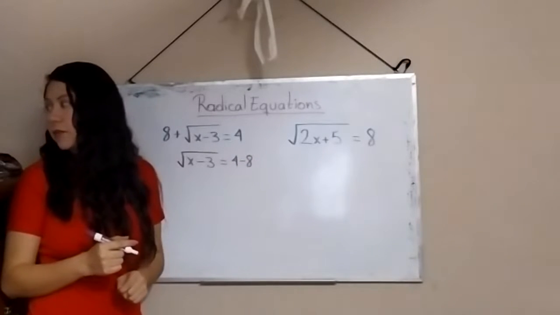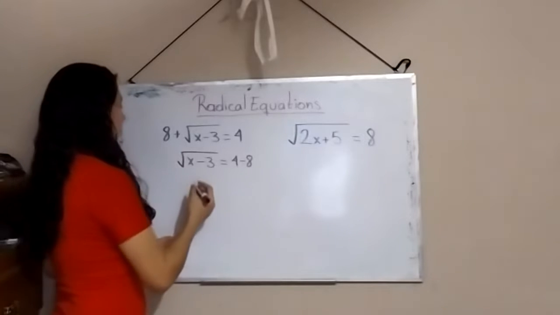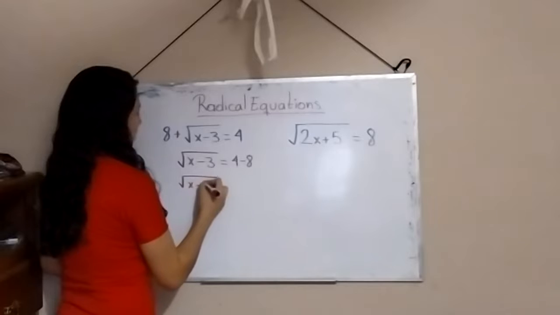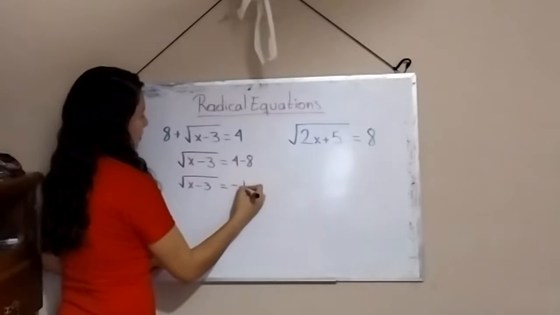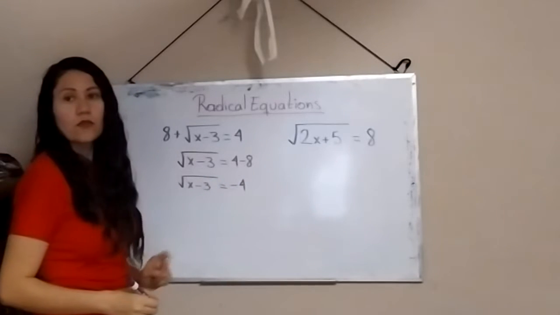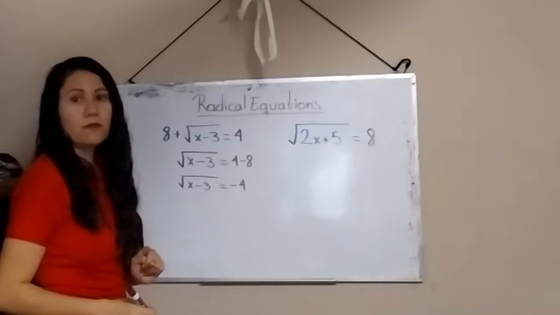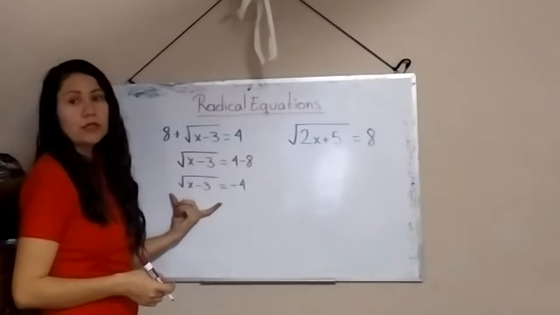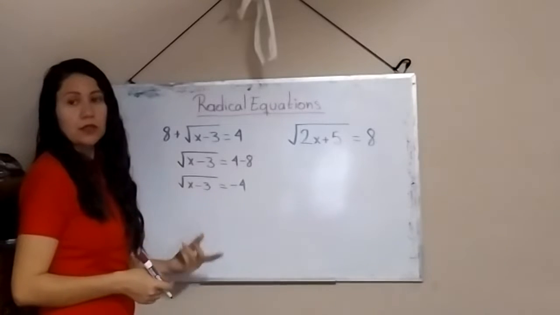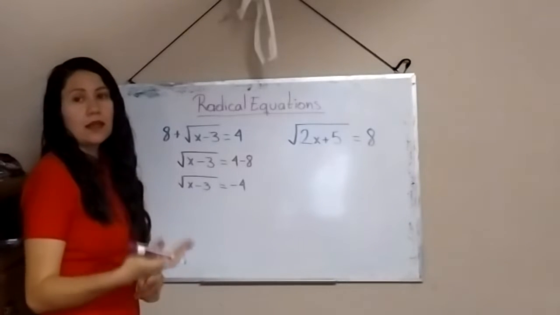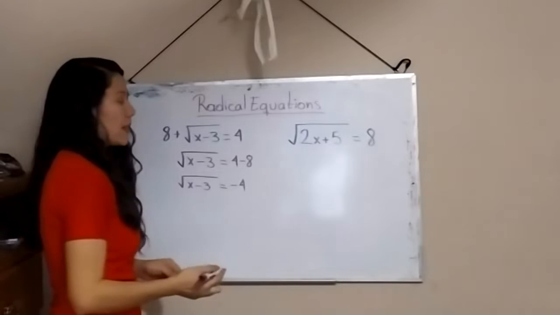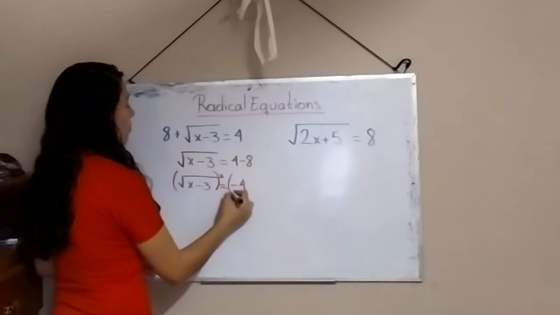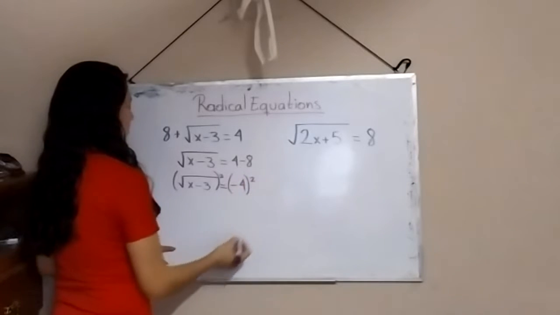The next step would be to solve this. Four minus 8 equals -4. And now, how do we remove this radical from the equation? By elevating everything to the second power. Remember, we have to do it on both sides of the equation.